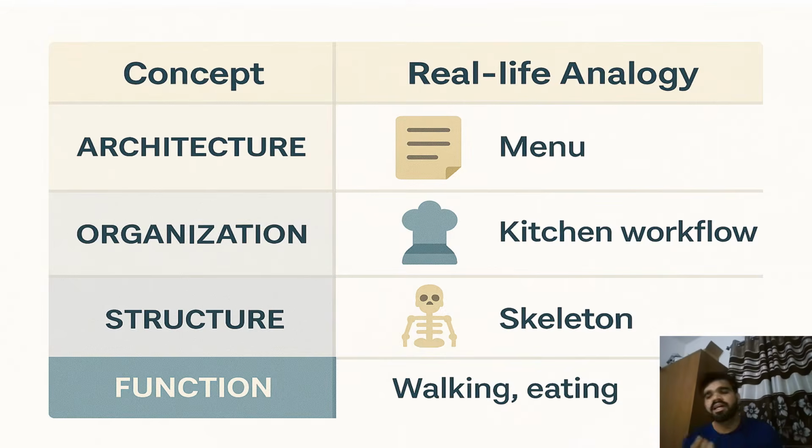Let me do a quick recap of what we have discussed. At the start, we discussed the terms computer organization and computer architecture, the key differences between function and structure, what the CPU is and how many parts it has, and after that the system bus. To remember with a real-life analogy: architecture is like a menu, organization is like a kitchen workflow, structure is like a skeleton, and function is like walking and eating.